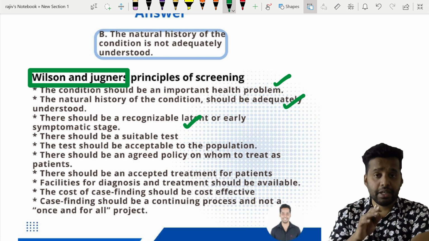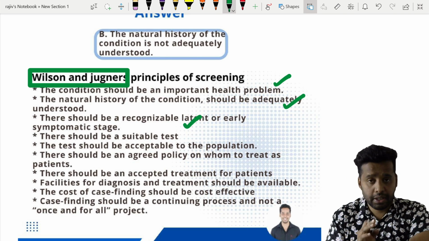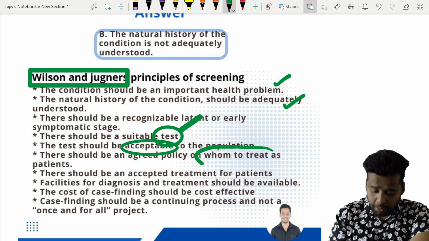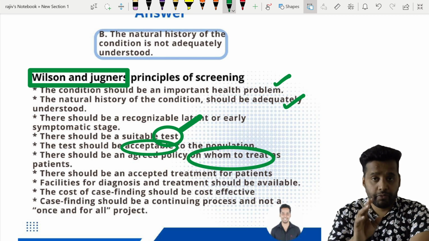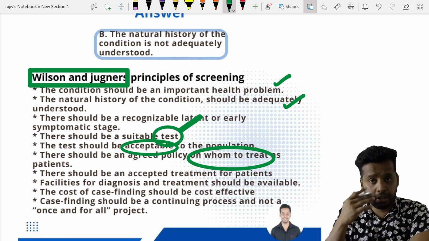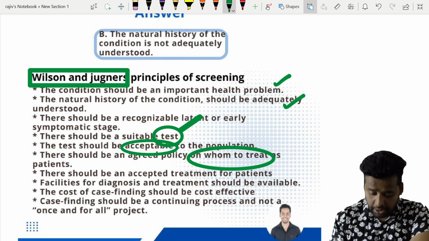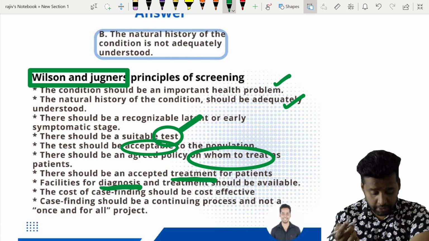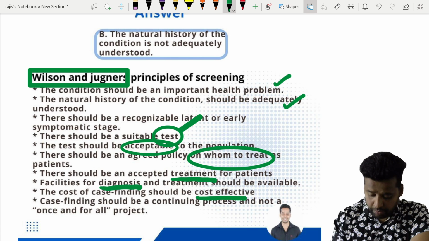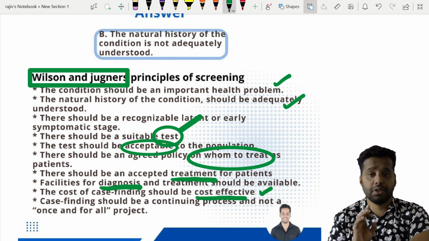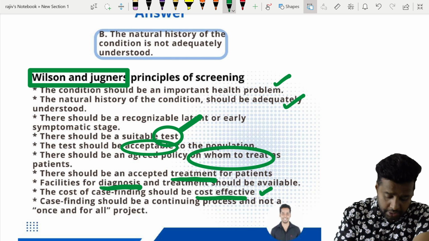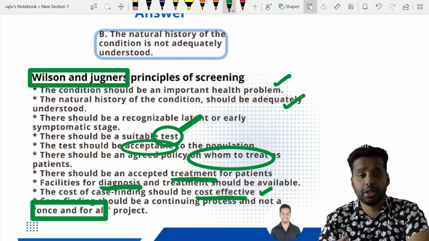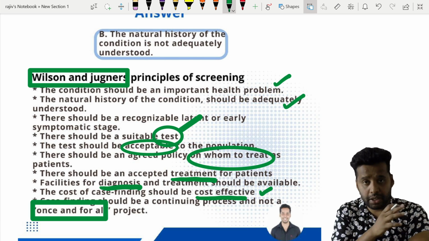There has to be a latent phase, then only there is advantage if you are doing screening. Test is available, test is acceptable, and agreed policy on whom to treat, whether we have to treat that patient if he is positive or not, that policy has to be written. And treatment should be available, diagnostic facilities should be available for confirmation, and it should be cost effective. Always keep this in mind, screening should be cost effective at public health level, and it should be a continuous project. Like you are doing now, and if you are stopping, that won't create confidence in the system. It has to be a continuous process.